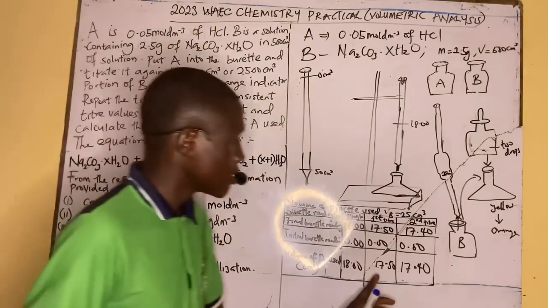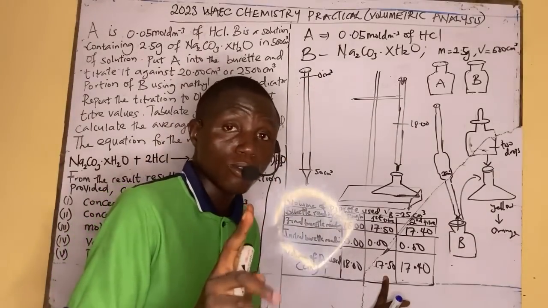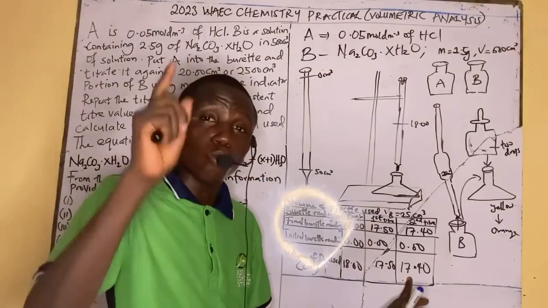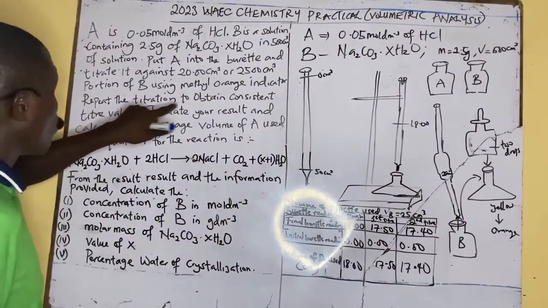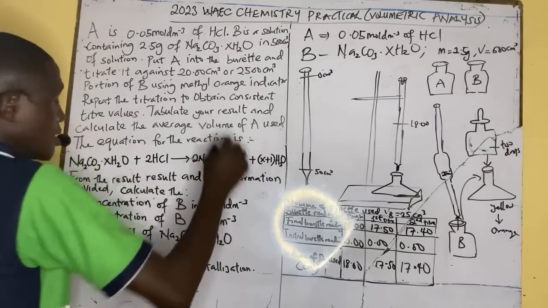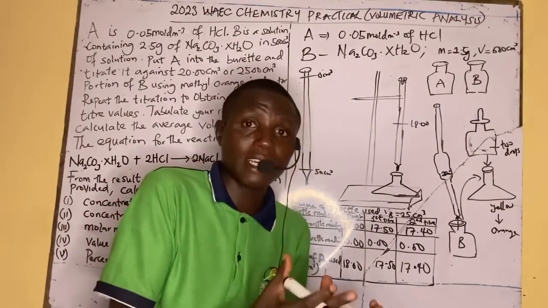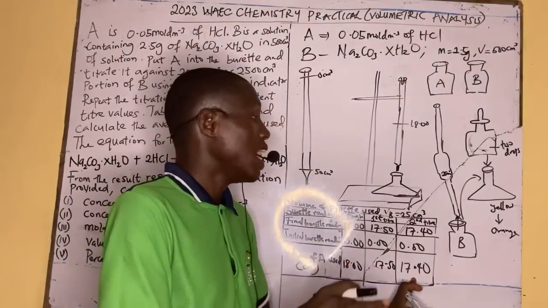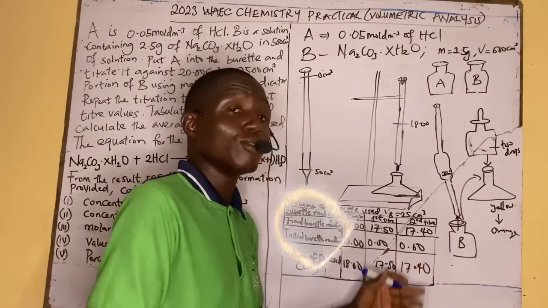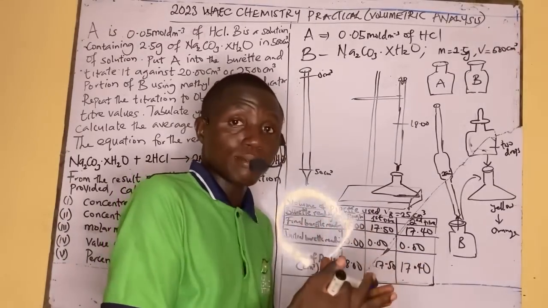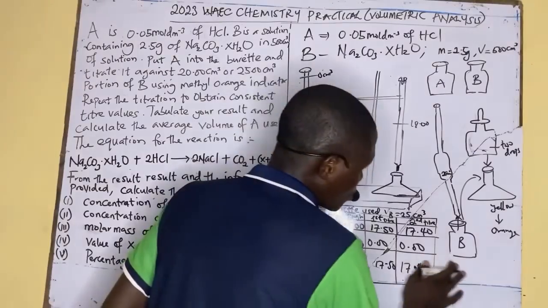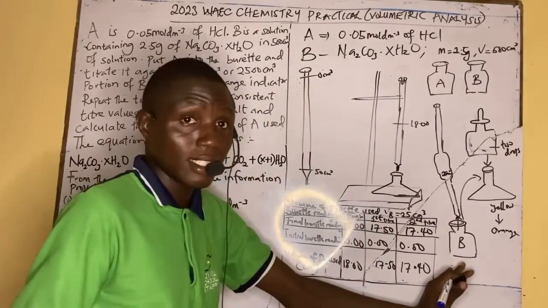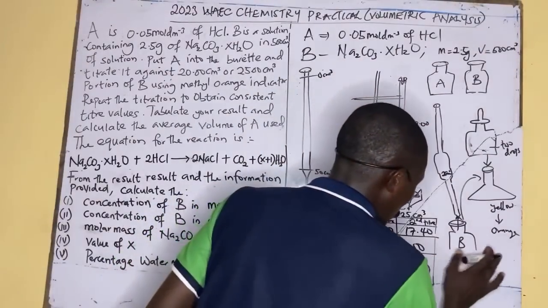Now look at this. You use concordant values to calculate the average volume of acid used. You can see these are concordant because the difference is 0.1. So that's why they said to obtain consistent, look at the word consistent, that is concordant values that are very close. So 17.50 and 17.40 are the concordant values, and I'm going to add them together because I'm using two values, divided by two. If it is three values you are using, you add them together divided by three. So now I want to do all of my calculation here, and I'll rub off this one. So I'm going to manage this space. Please bear with me.